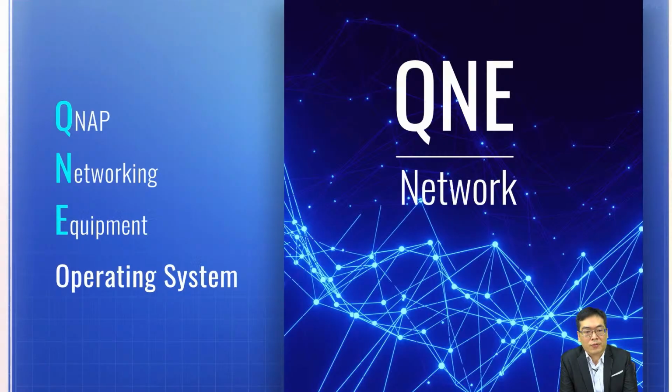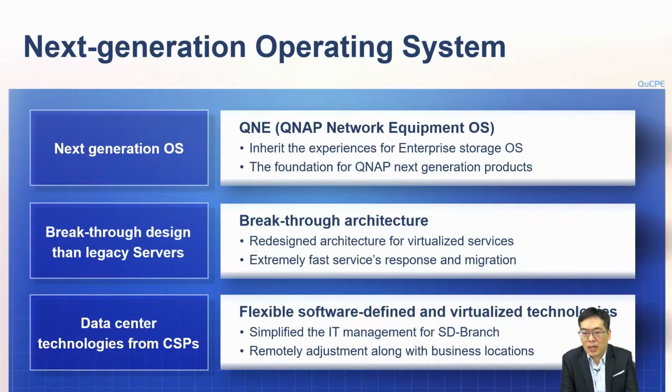The next part will take some time to go through a little more detail for each individual component. The first one we're going to talk about is QNE Networking. It's the newly designed operation system from QNAP. The full name is the QNAP Networking Equipment Operation System. So it's actually a pretty new design for QNAP.